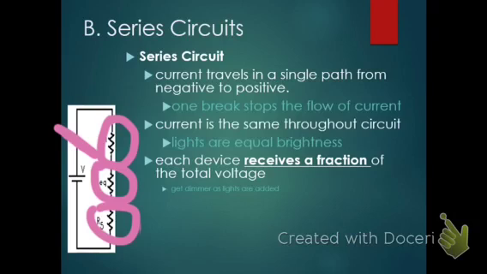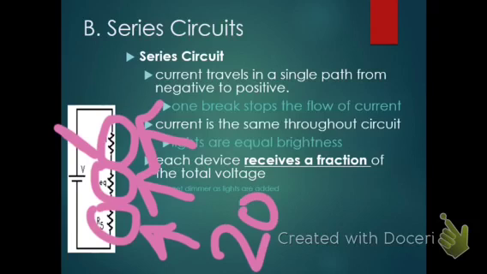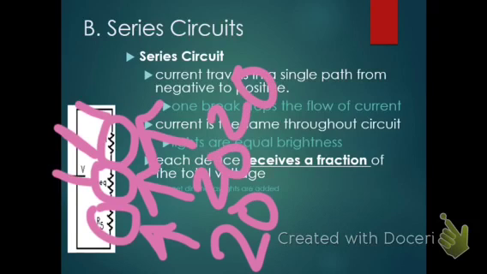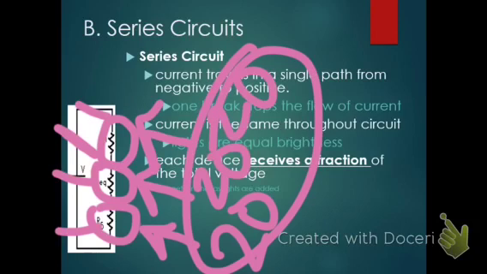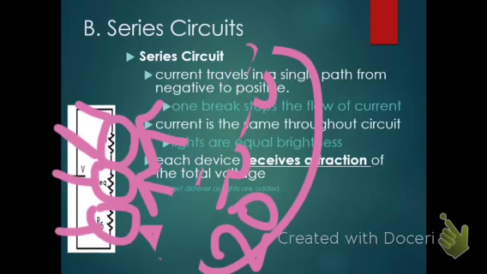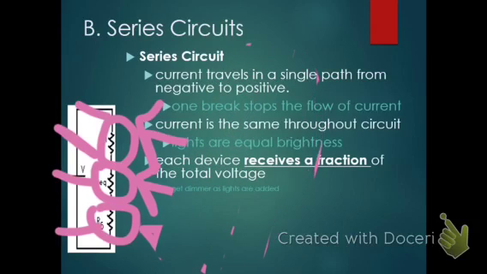Lights are of equal brightness. Even if this is a 20-watt bulb, this is a 50-watt bulb, this is a 60-watt bulb, if the total amount of current going through there is 60 total, then each one is getting 20 watts. It doesn't matter what the wattage of the bulb is, they're only going to get 20. That's where that equal brightness part comes in.